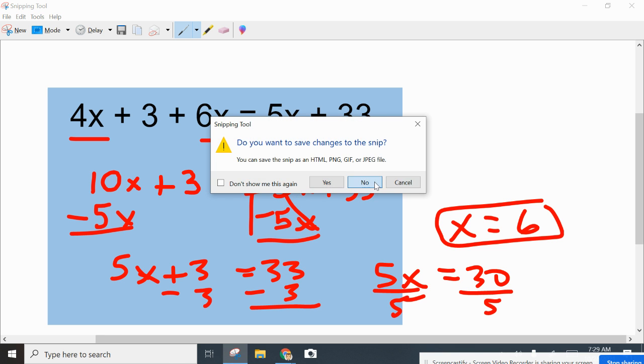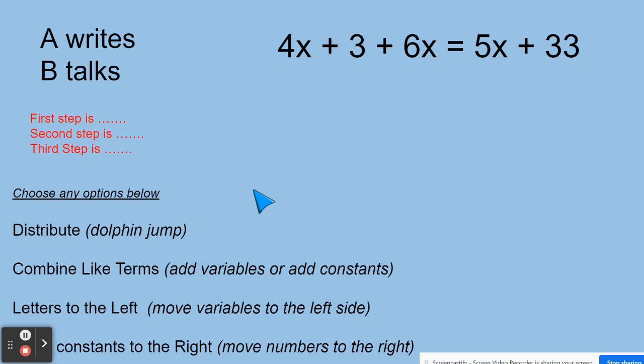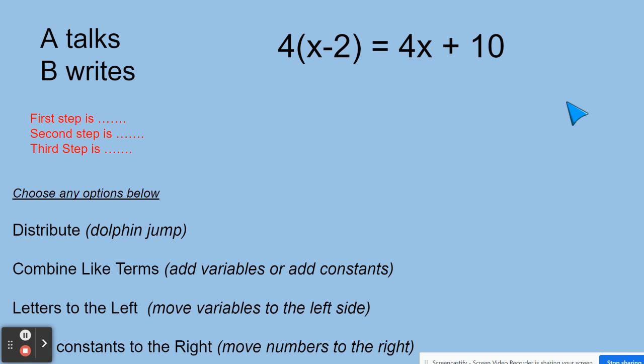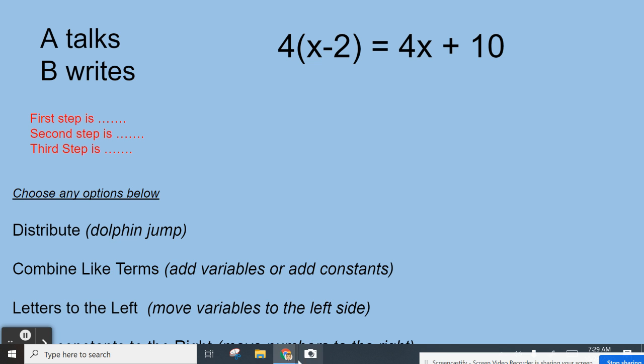Let's keep going. We have 4 more left in our whiteboard warm-up. All right. Next one's going to be A talking and B writing. Switch boards. All right. B is going to write and look at A and say, what do I do? Go ahead and write it down. Pause the video.